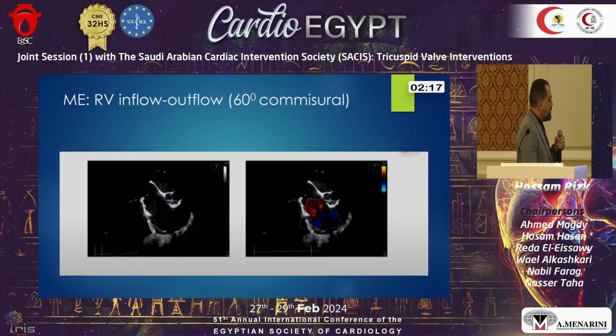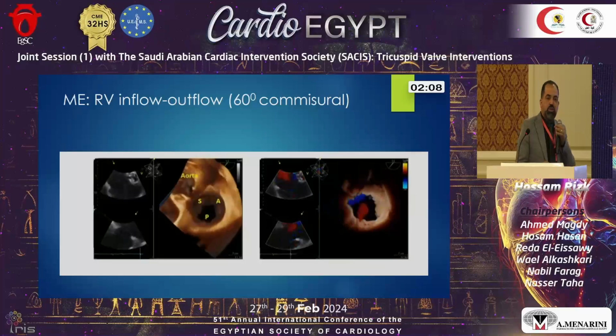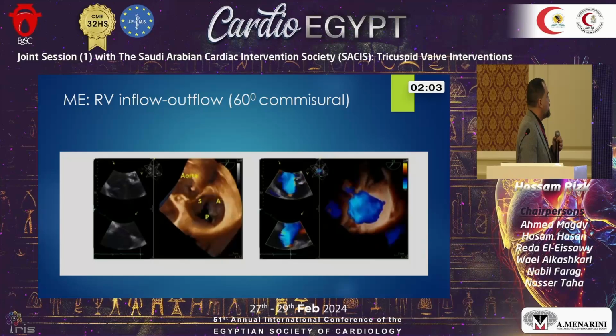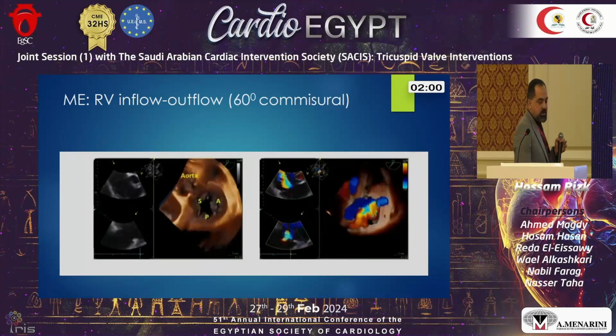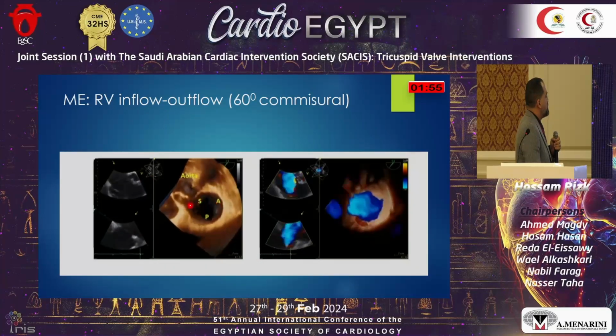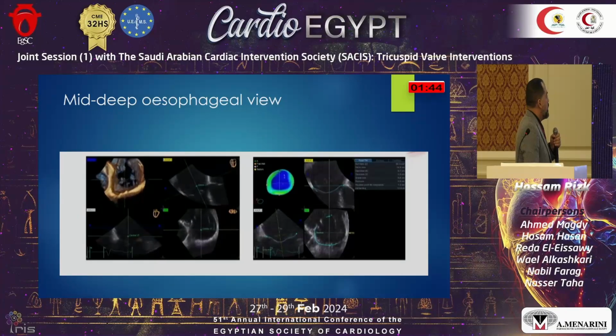We start first with the RV inflow outflow view. As I said before, this view gives a good idea about which commissure we have to target, and we can also use the 3D views to give a good anatomical en face surgical view of the tricuspid valve. Here is the aorta, and we have the septal leaflet in front of it. Here the anterior leaflet and posterior leaflet, and almost always we have to tackle the commissure between the septal and the anterior leaflet. Also, we can measure the annulus diameter, perimeter, and circumference.